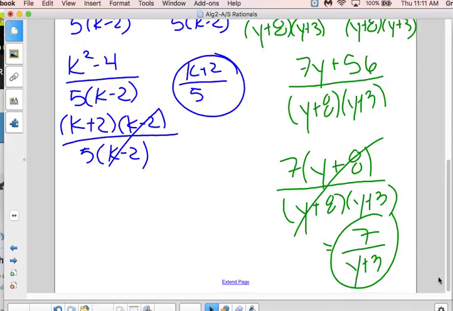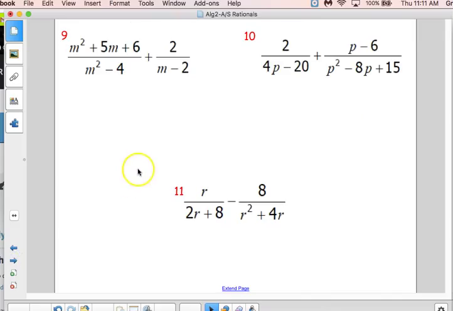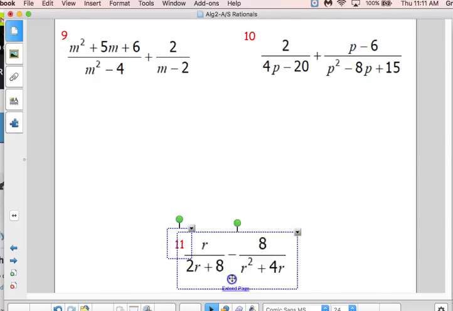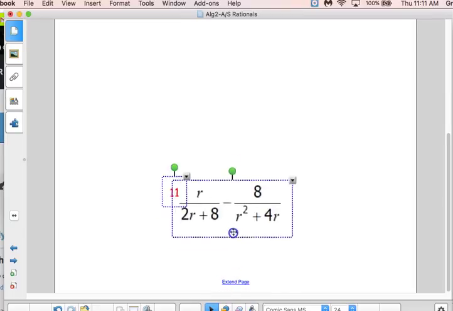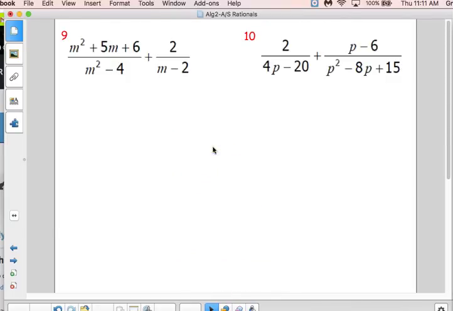Next ones. I think that someone likes this one. I don't know what number that is.